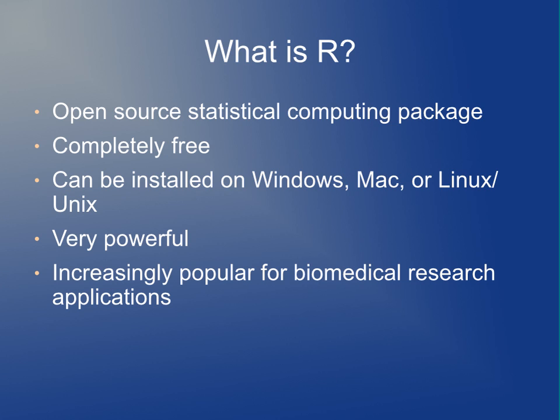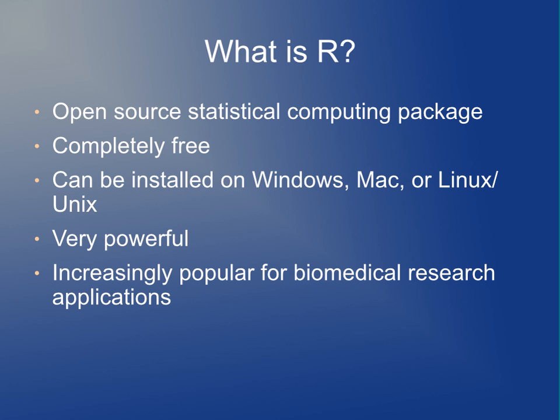So what is R? It's an open source statistical computing package, and it has a number of advantages for a bench scientist looking to do statistical analysis. First of all, it's free, and it can be installed on Windows, Mac, Linux, whatever platform you want to install it on. No need to worry about licensing or going to the computer lab or whatever else. You can just download it on your computer and start using it.